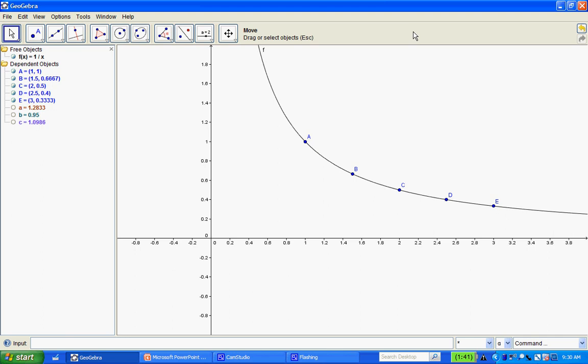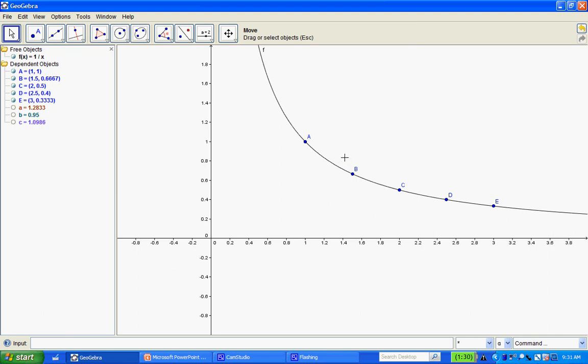All right, so in this problem, they give us the function f of x equals 1 over x, and they ask us to find the area under this curve using RAM, which is rectangular approximation method. They don't say LRAM or RRAM or MRAM, so you can do whatever you want. I'm going to do all three for you so you can see the difference, but you really only need to do one for the problem.